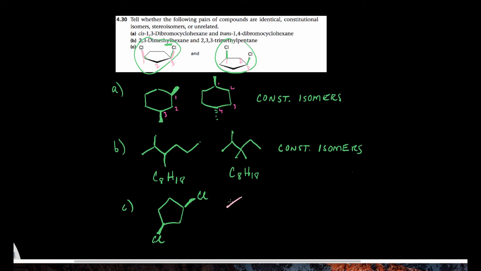So we can draw the structure on the right in the same way. They're on the same side, the chlorines. And these are identical. Different color, but identical compounds.